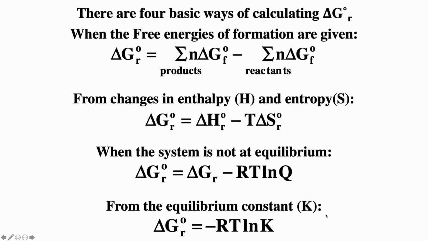And so there's actually 4 different ways of determining delta G naught. We can do the products minus reactants thing. We can do delta H minus T delta S, which is one of my favorite equations. We can rearrange the equation that we talked about a minute ago, and so we get delta G naught equals delta G minus RT natural log Q. Or we could do delta G naught equals minus RT natural log K. We could also do delta G naught equals minus T delta S of the universe. And so which equation you use just depends on what information you're given.